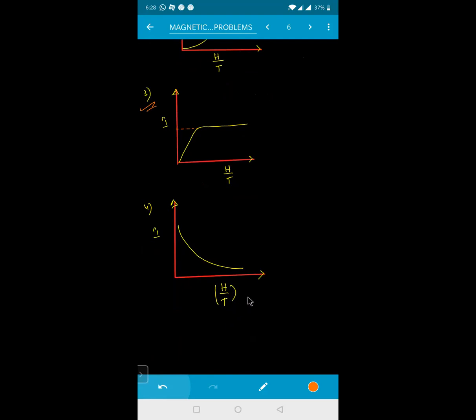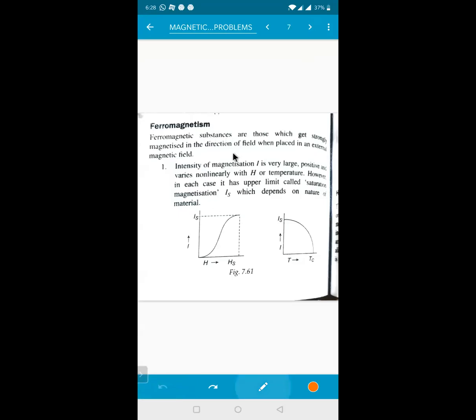Okay, clear? So only the third option is correct. Next one is ferromagnetism, due to the saturation point. Okay? The next one is what?